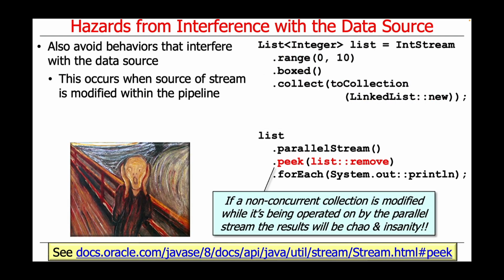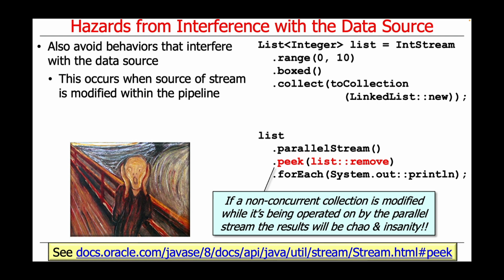Then what we do is we say list.parallelStream, so run in parallel, and then we're going to do something really gnarly and horrible. We're going to use the peek operation, which usually is used for debugging purposes, just to log something. It's not supposed to modify anything. But in this case, just to be completely pathological, we're going to pass in the list remove method, which will start removing items from the list that we're trying to iterate over and print the results out. And all kinds of things will go wrong here.